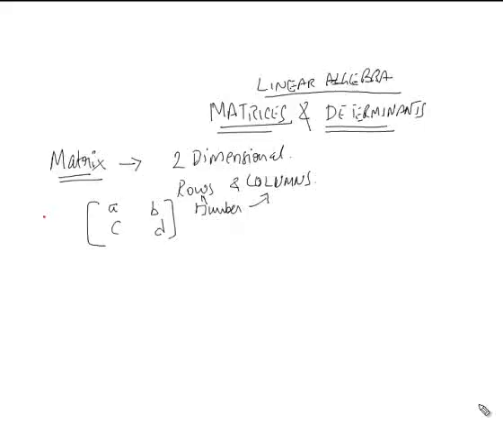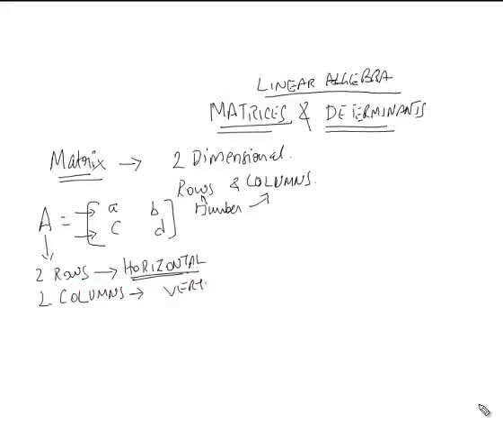For example, if I call this matrix A, this matrix A has two rows. Rows are nothing but horizontal. We know all these basics, right? That is, there are two horizontal things. These are rows. And two columns. Columns are nothing but vertical things. So it has two columns.